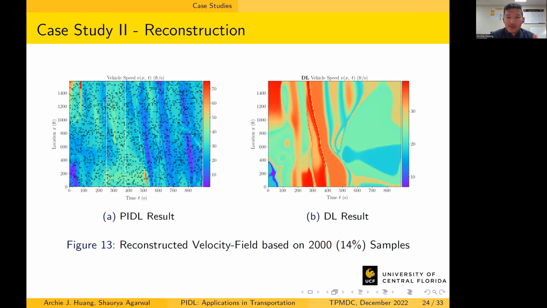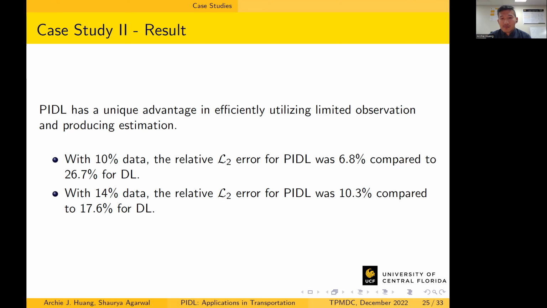We summarize the results here. When we compute the relative L2 error of both outputs from the PIDL and DL neural network, we see a huge difference in terms of accuracy. PIDL gets much better results, and that's visually verified by the previous two slides as well.